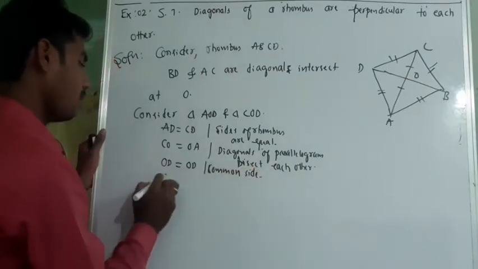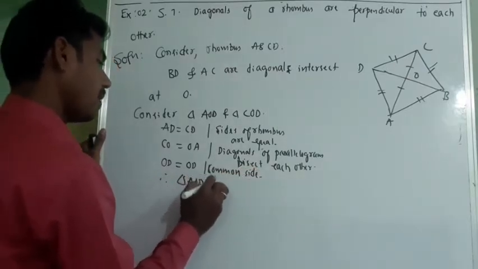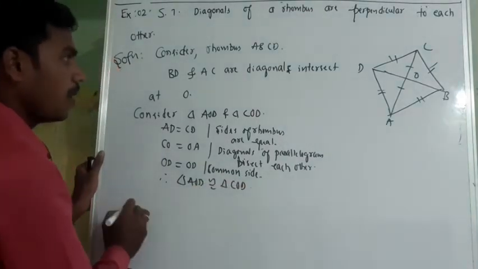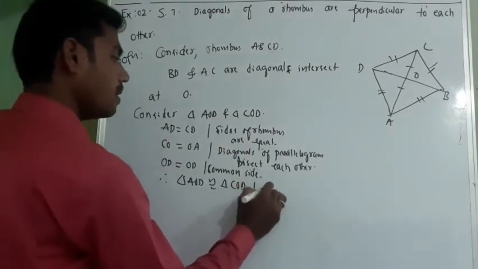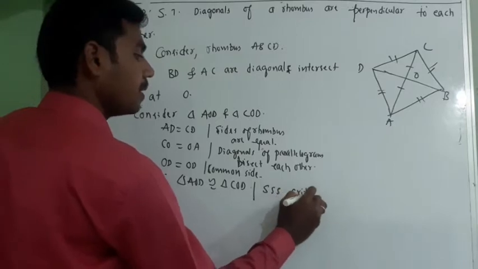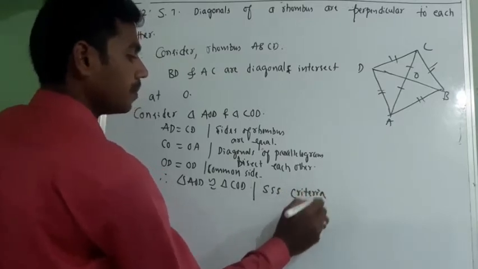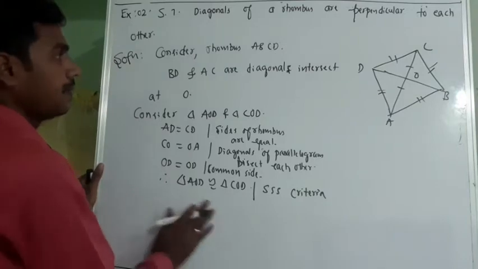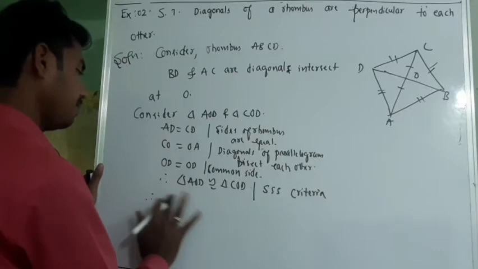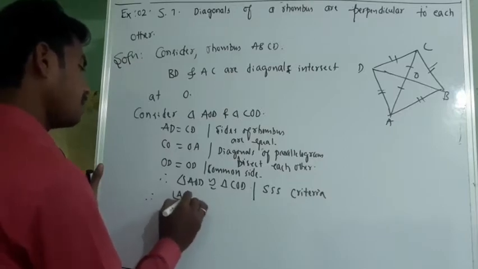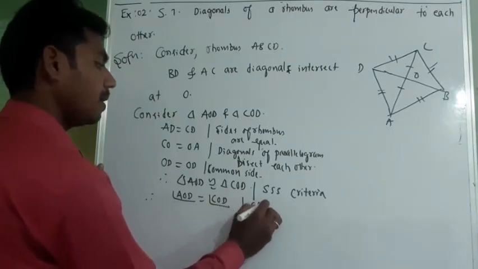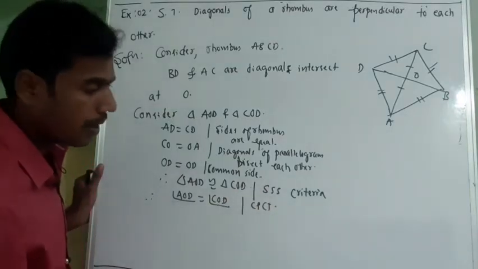So therefore, triangle AOD is congruent to triangle COD. Why? Because of the SSS congruence criteria. Therefore, angle AOD is equal to angle COD, because of CPCT, corresponding parts of congruent triangles.